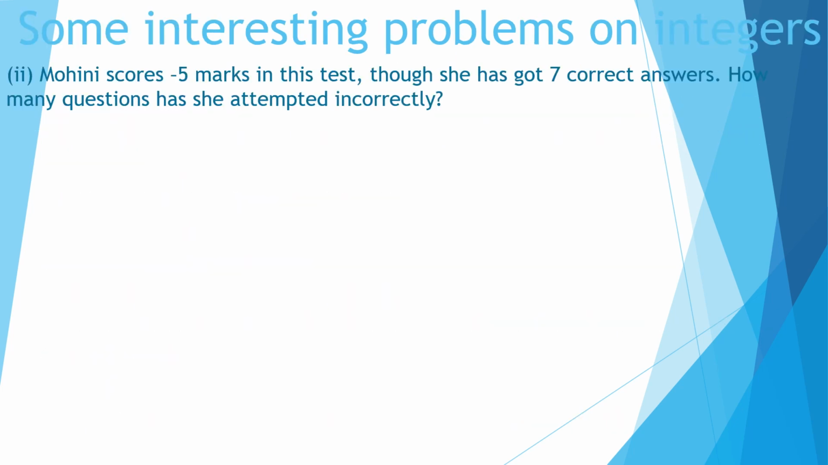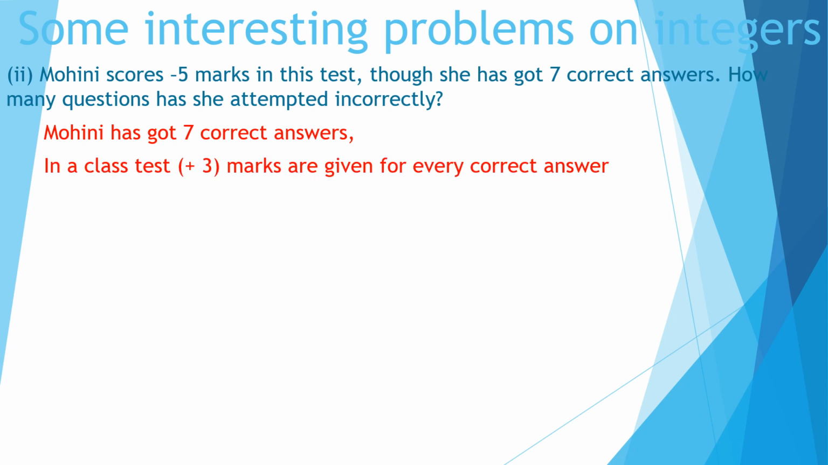Now Mohini scores minus 5 marks in the test and she has got 7 correct answers. How many questions has she attempted incorrectly? She has got 7 correct answers. So the marks for 7 correct answers will be 3 multiplied by 7, which is equal to 21, because plus 3 marks are given for every correct answer.